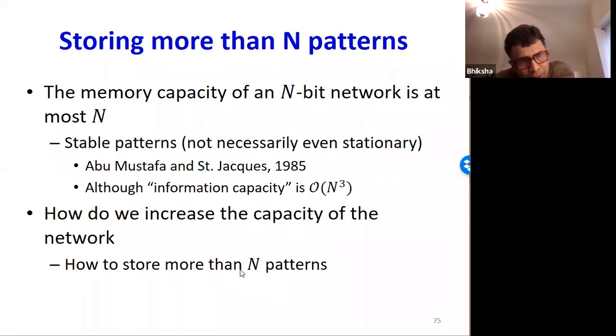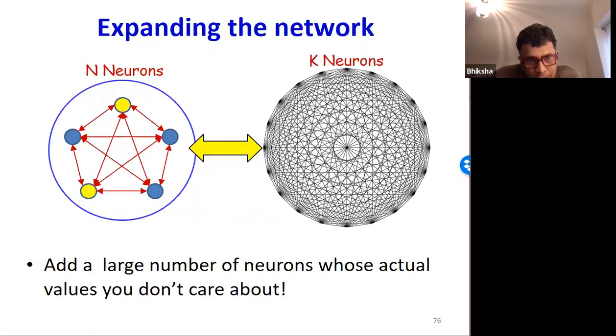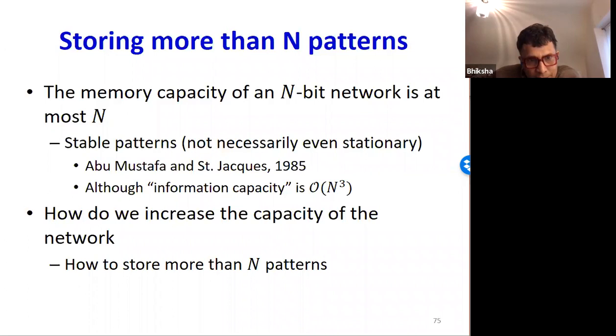So now you end up with this situation. The memory capacity of an n-bit network, even with this optimization-based approach, is going to be a maximum of n. So how do I increase the capacity to store more than n patterns? That becomes an issue. And so here's how I can do this.